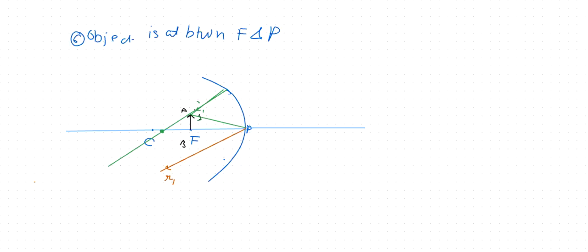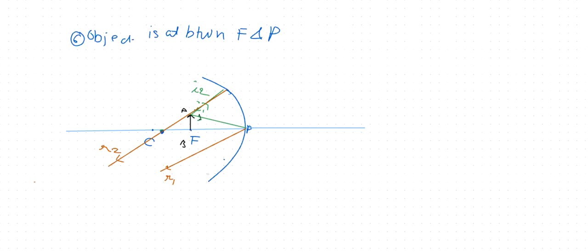This is C. Now this is my incident ray 2. What would be my reflected ray? It will be on the same path. Okay. Because incident ray going through center of curvature is reflected back on the same one. So let me give it arrow and call it as R2. Now what do you think? Is it intersecting anywhere? No.